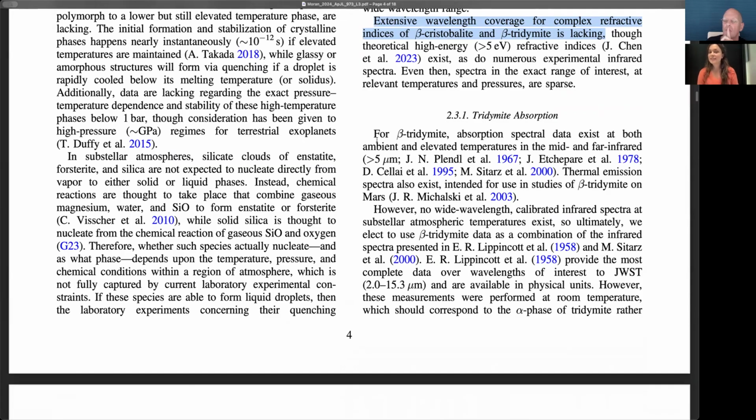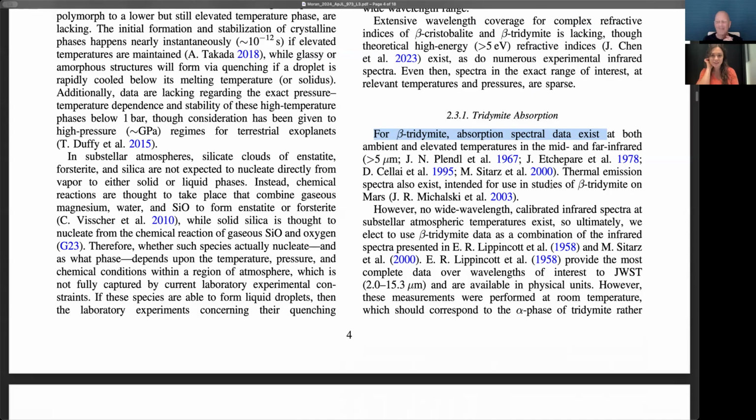There really wasn't anything I could find beyond 2003. And a lot of these laboratory studies are done over very small wavelength ranges, which is just a laboratory constraint. It's hard to have detectors that work across all wavelengths at controlled temperature conditions. And so then I was left to choose, okay, what data do I trust the most? And I ended up doing the best that I could.